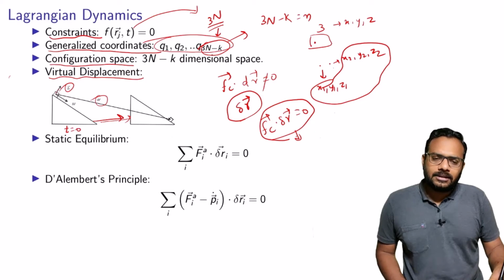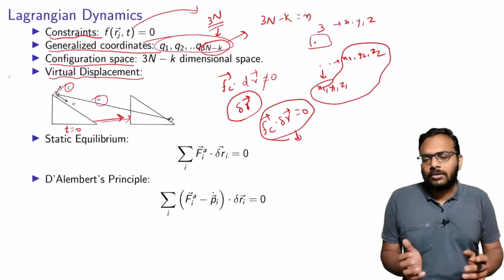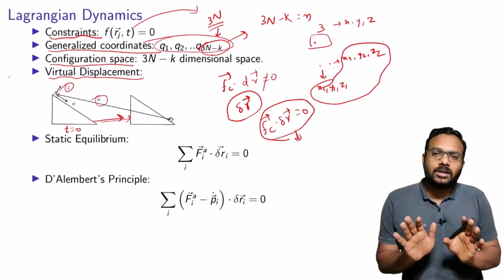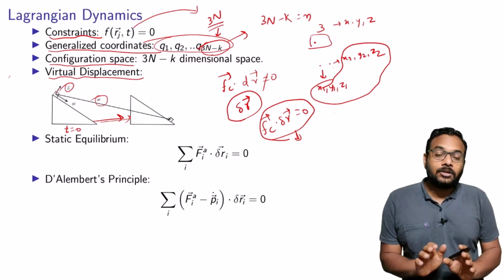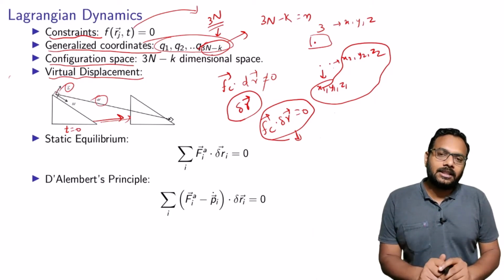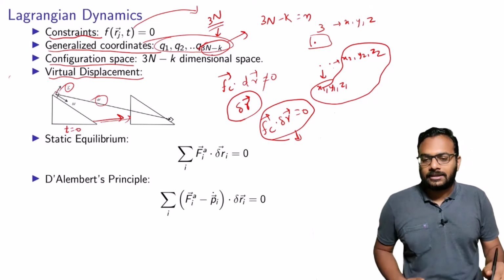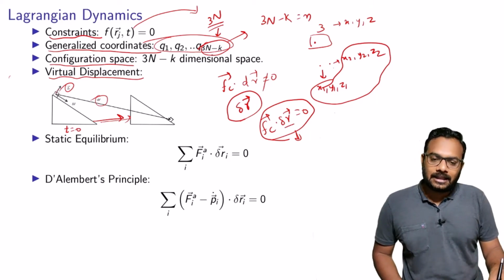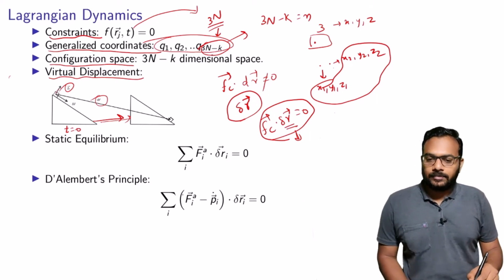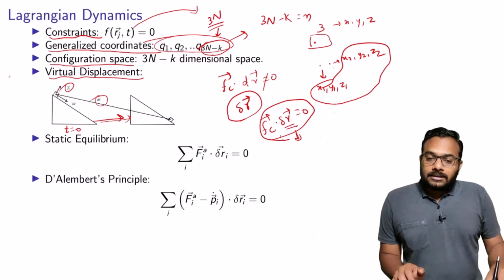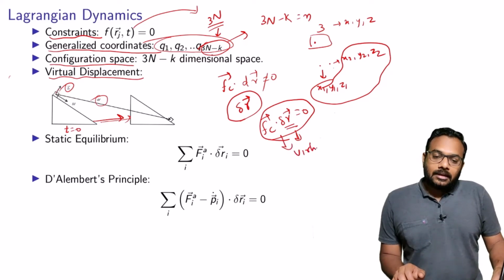This is just one example, but by looking at other examples, we can show that the total virtual work done by the constraint forces always vanishes. That's the reason why we take this virtual displacement. This can be called the virtual work done by the forces of constraint.